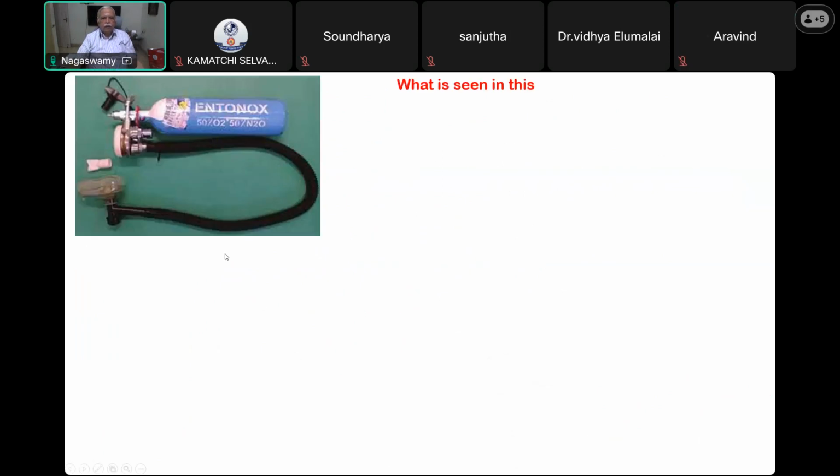Now, what is being shown here? Once you read about nitrous oxide, or once you are given a cylinder of nitrous oxide, you should be prepared to answer about the combination of oxygen and nitrous oxide. Everything is written here: 50% oxygen and 50% nitrous oxide. It is called Entonox. Why is it called Entonox? How is this name derived?